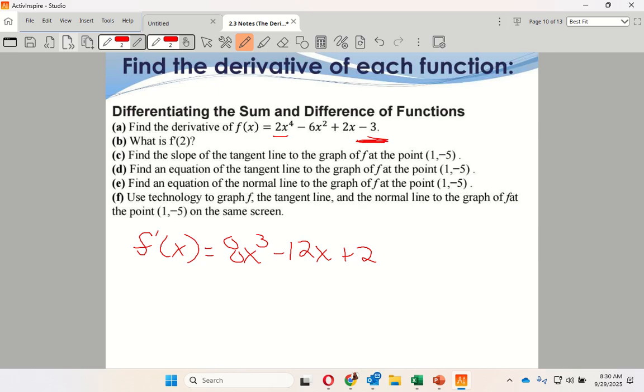Now it says, what is f prime of 2? That means I'm going to take 2 and plug it into my f prime. So 8 times 2 to the third minus 12 times 2 plus 2. 8 times 8 is 64, minus 24 is 40, plus 2 is 42? Please check my work.